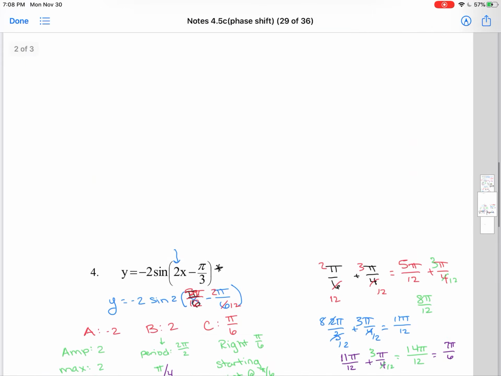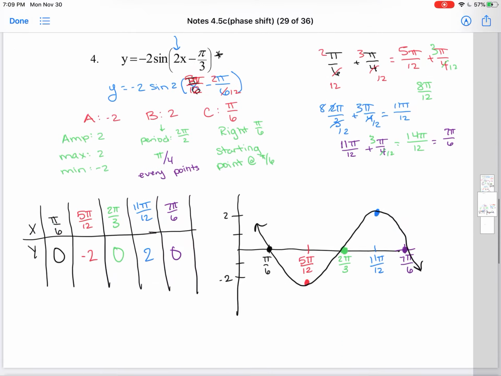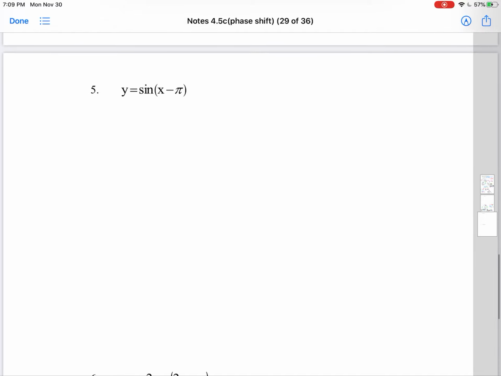So question 3 we skipped. Go ahead and try that one on your own. You have my teacher answers for you. Same goes for question 5 and question 6. Question 5, actually looking at that, that's a nice one.